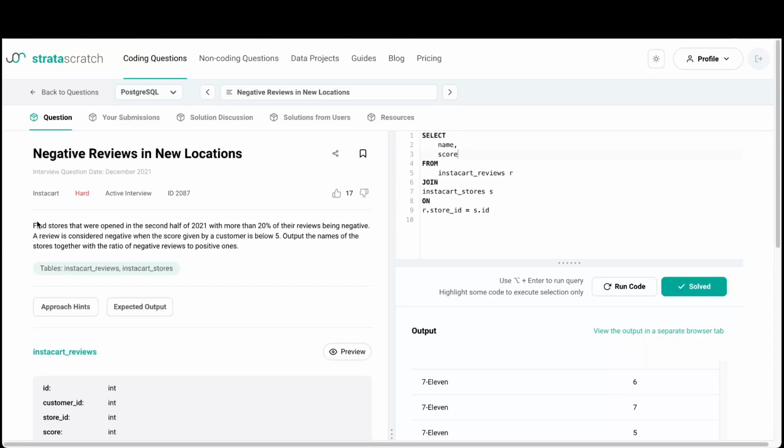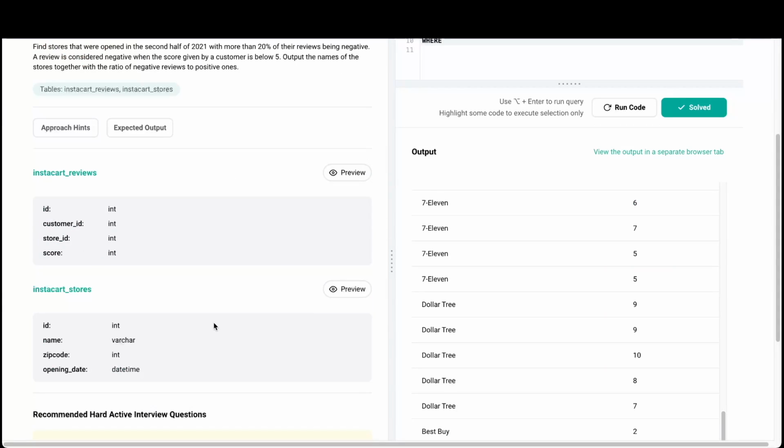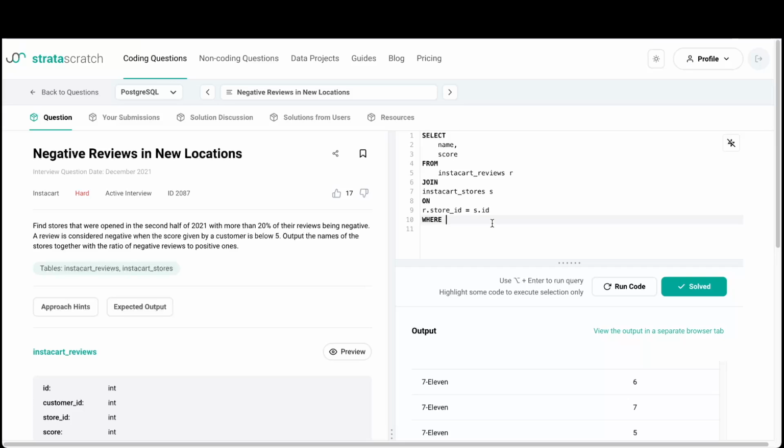And of course, this is talking about the second half of 2021, which means we're going to have a where clause to filter out the data that we don't need. So let's use a where clause, and then there's only one date column. That's the opening date. So let's use that to filter. And we can use between in Postgres. July 2021 is the beginning of the second half, and the end would be December 2021. All right, let's look at our data set.